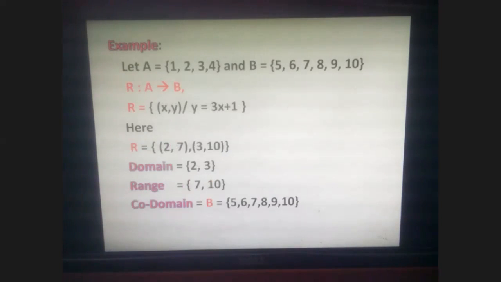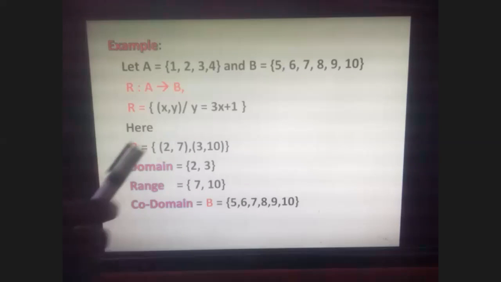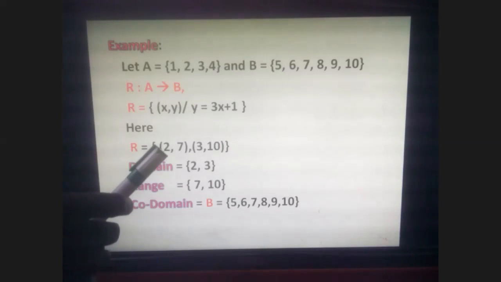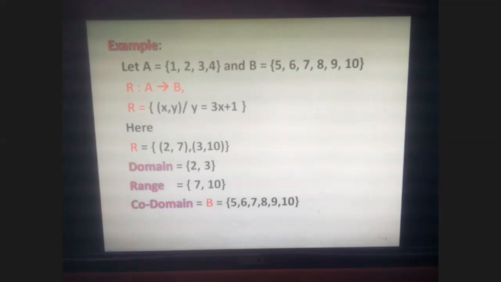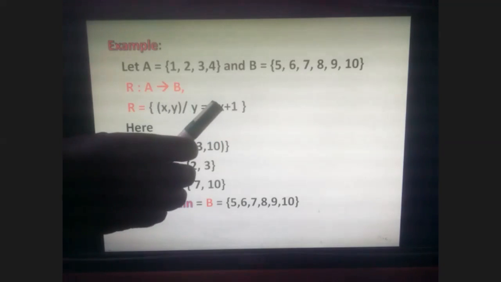Domain, range, codomain. One more. R from A to B is the set of (x, y) such that y is equal to 3x plus 1. Here, when I list R, I'm getting (2,7), (3,10). The domain is {2, 3}. Range is {7, 10}. And codomain is B itself.